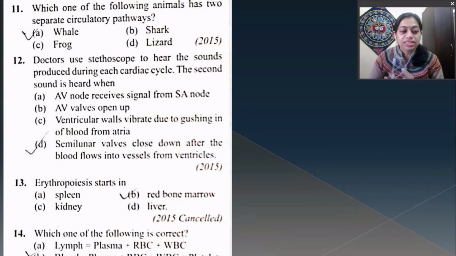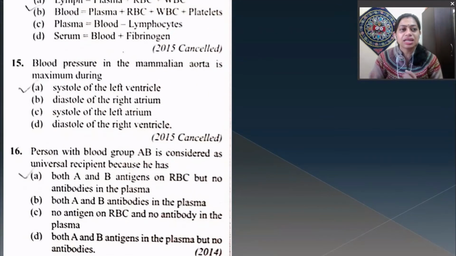Which of the following is correct? Lymph equals plasma minus RBC minus WBC, this is wrong. Blood equals plasma plus RBC plus WBC plus platelets. So this is the right option. Plasma equals blood minus lymphocyte, this is wrong. Serum equals blood plus fibrinogen, this is also wrong.